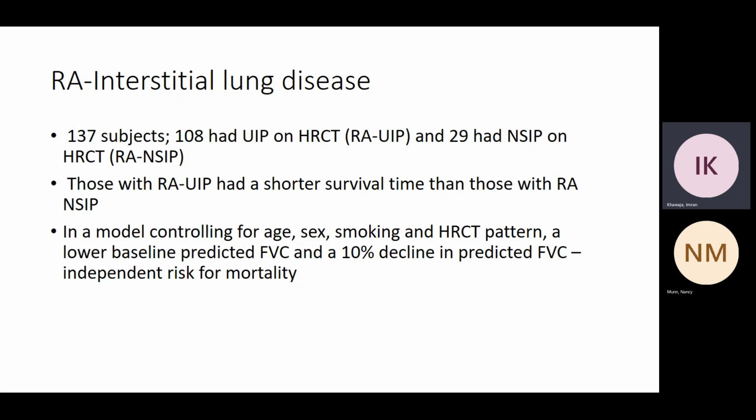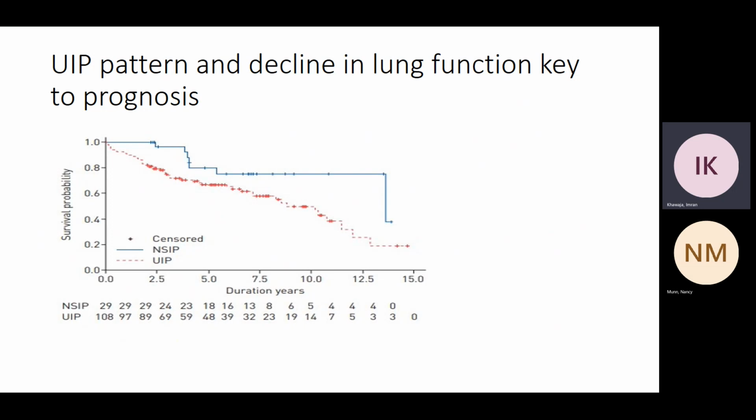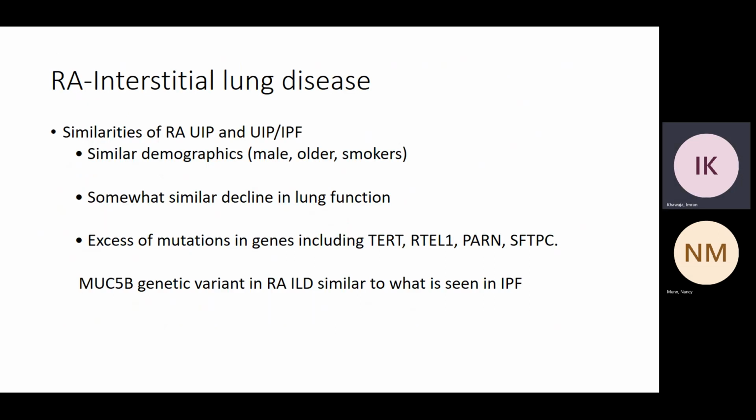The most important determinant for mortality in these patients is the baseline predicted FVC when it is lower, and when there is a greater than 10% decline in predicted FVC. Those determine mortality risk in these patients. And in the same paper, it shows NSIP in blue and UIP in red. So the survival probabilities, the FVC reduction in these patients is significantly higher in the UIP pattern as compared to the NSIP pattern.